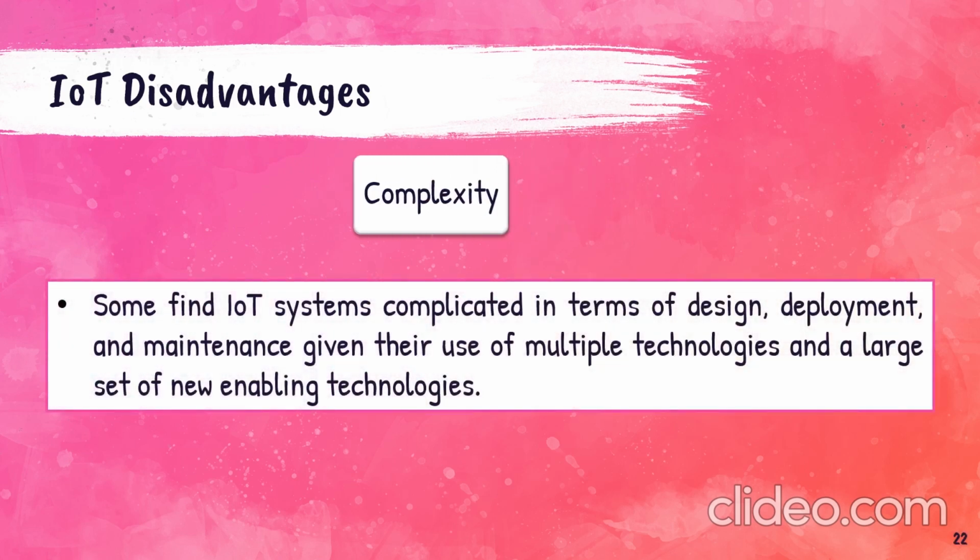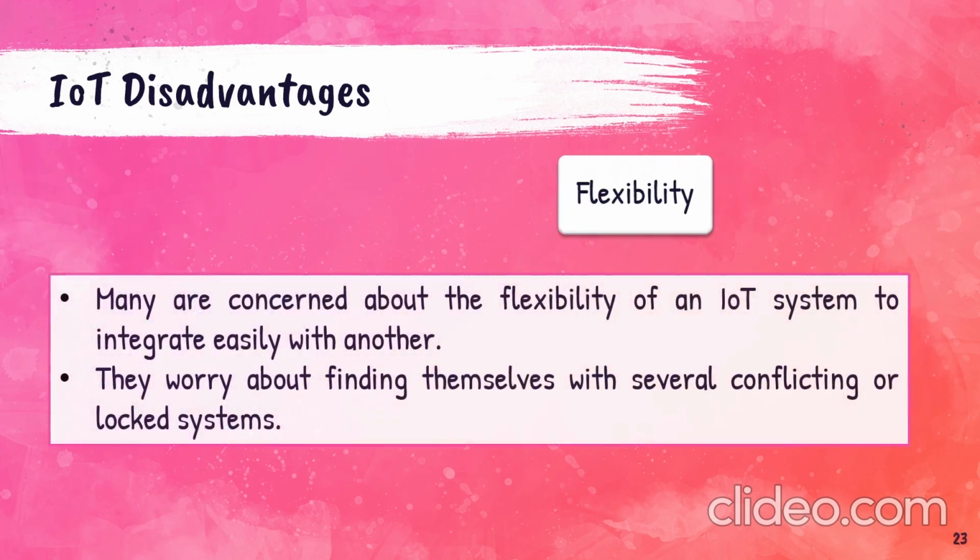Some IoT systems are complicated in terms of design, in terms of deployment, and in terms of maintenance, given their use. Multiple technologies and a large set of new enabling technologies provide complexity in IoT. Many are concerned about the flexibility of IoT systems to integrate easily with each other.